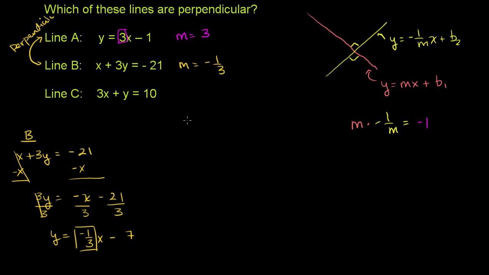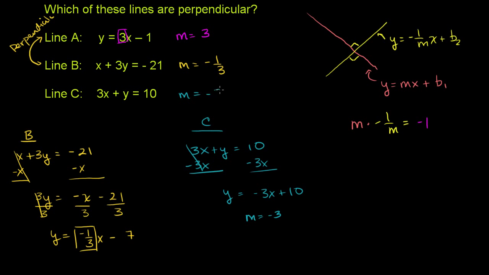So line C. Line C is 3x plus y is equal to 10. If we subtract 3x from both sides, we get y is equal to negative 3x plus 10. So our slope in this case is negative 3.